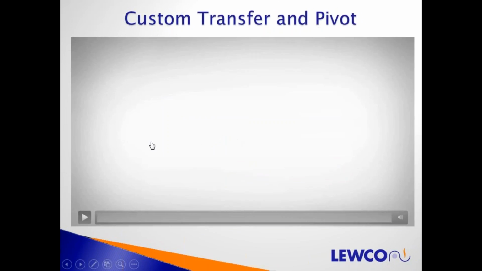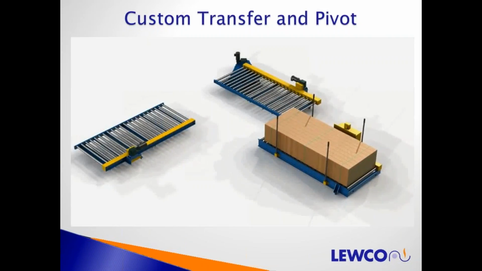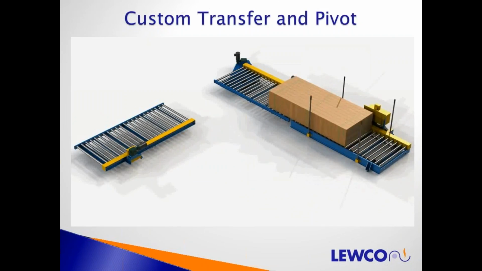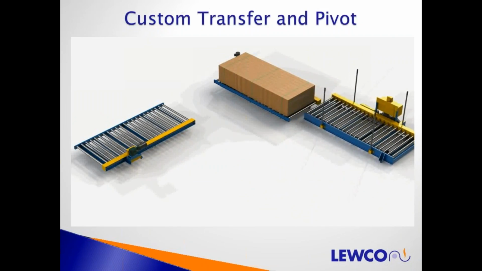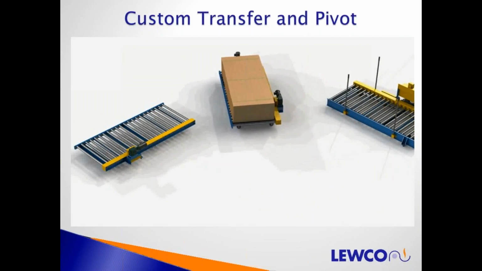And this is another video that has a transfer car in it as well as another pivot conveyor. You can see the transfer car power taking it over to this chain-driven live roller on a pivot, moves out of the way, and then the conveyor pivots over.